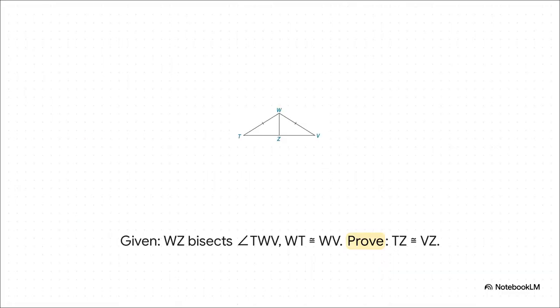Okay, so here's our puzzle. We've got this diagram, and here's what we know. That line WZ cuts the top angle perfectly in half, and we also know that side WT and side WV are the same length. Our mission? To prove that the bottom segment is split perfectly in 2, that TZ is congruent to VZ.